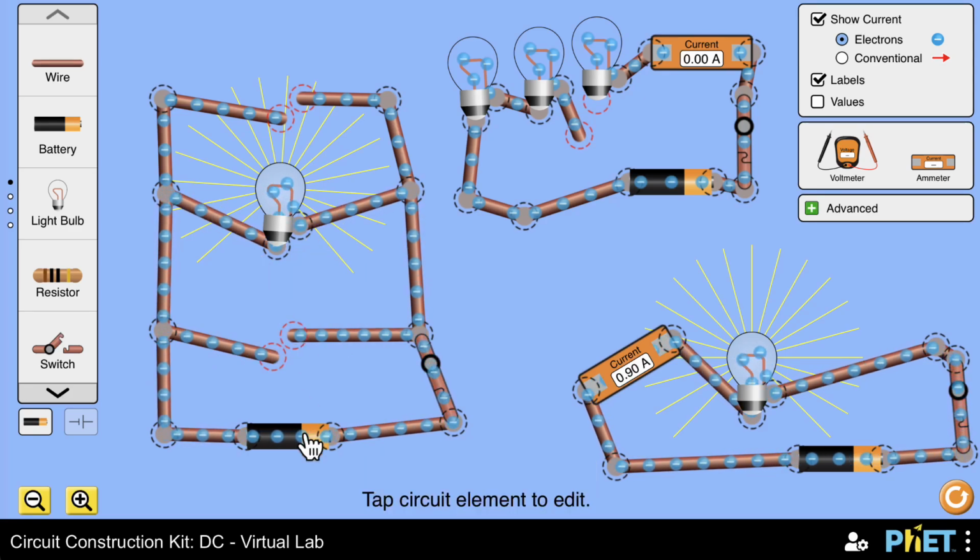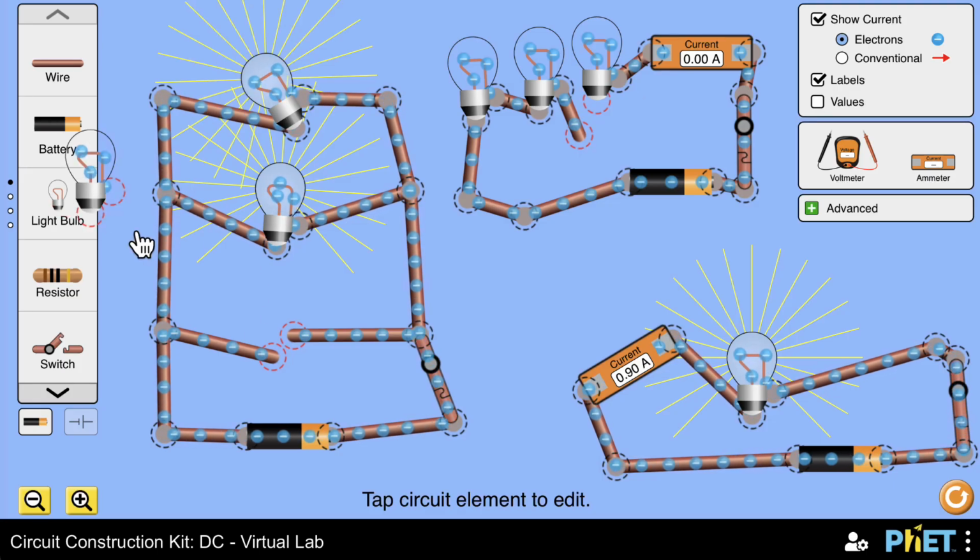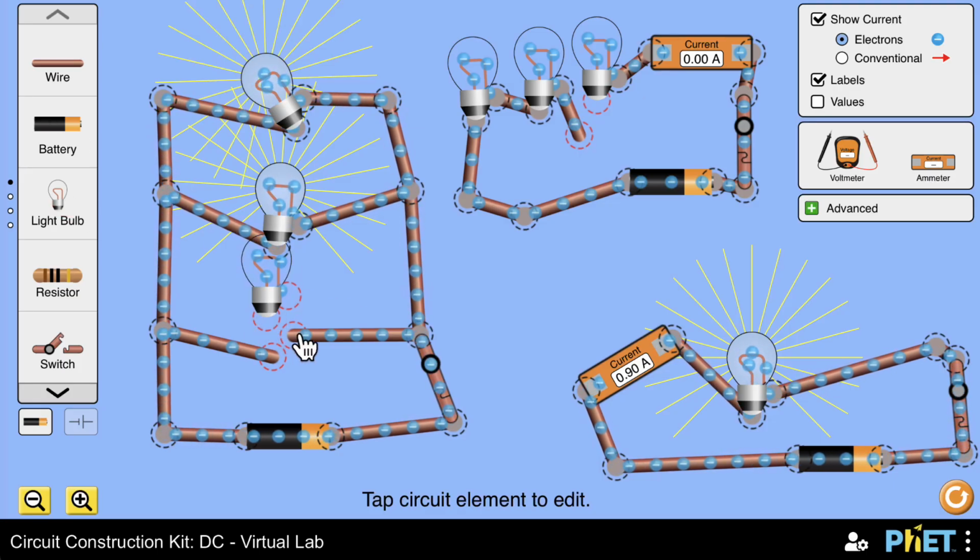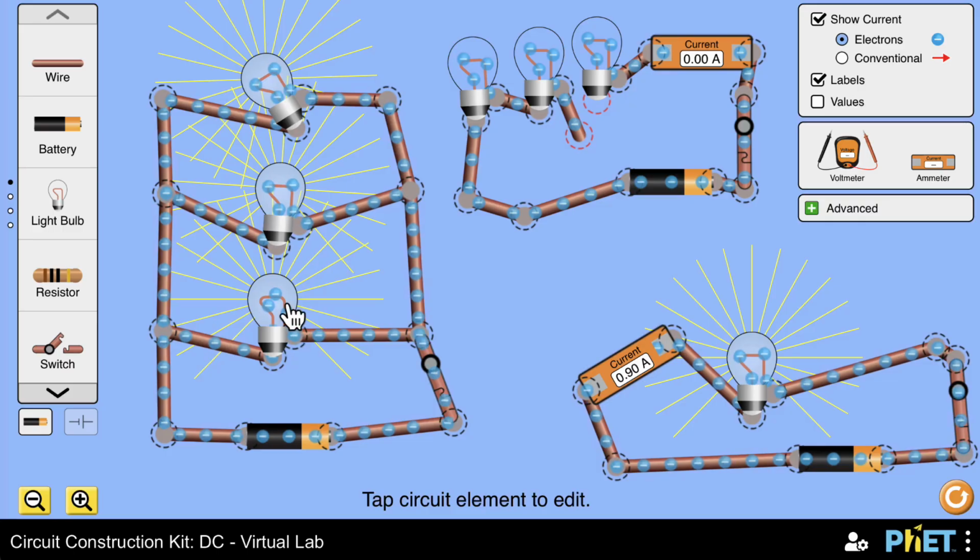Why? Because they're connected in parallel. The electricity can't go this way, but it can go this way and it's still complete because it has its own path. If you disconnect other light bulbs from a parallel circuit, or if they're broken or something happened to them for any reason, the others will still be working.